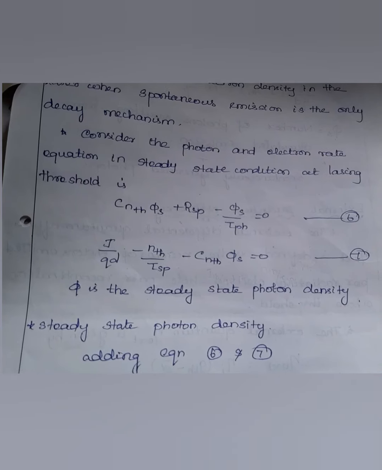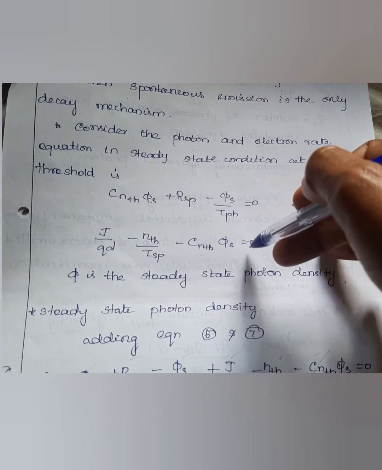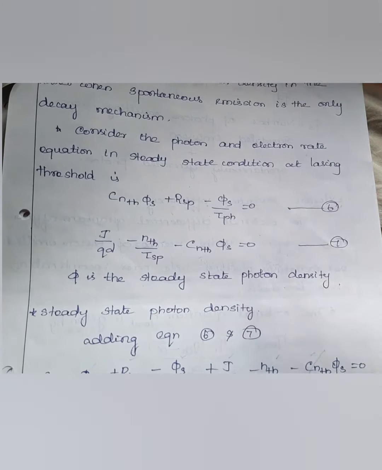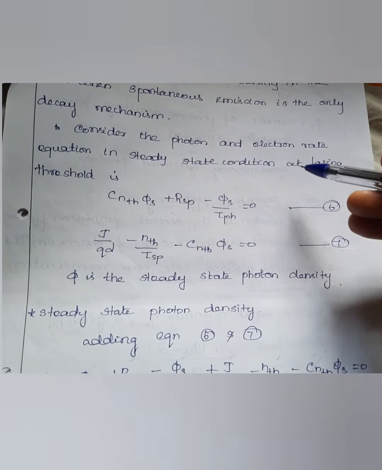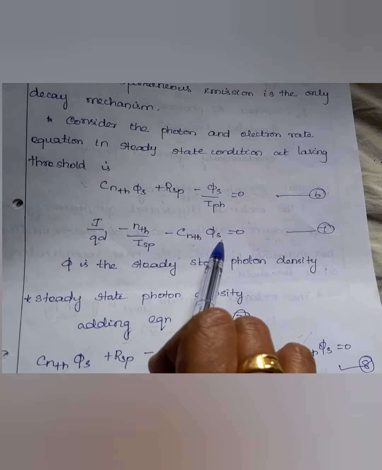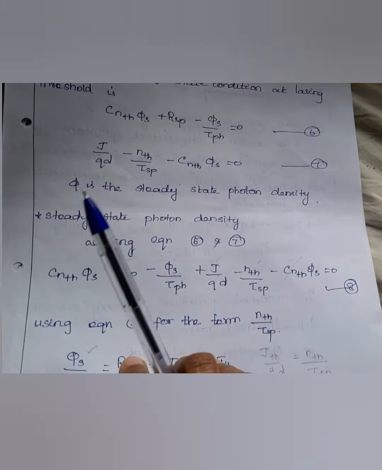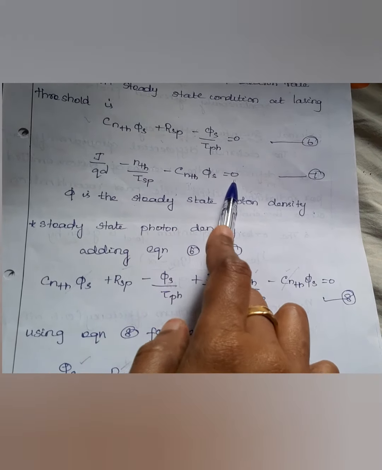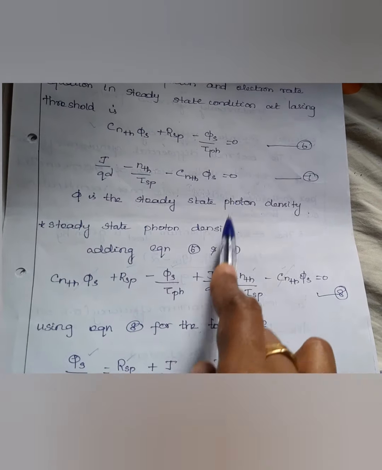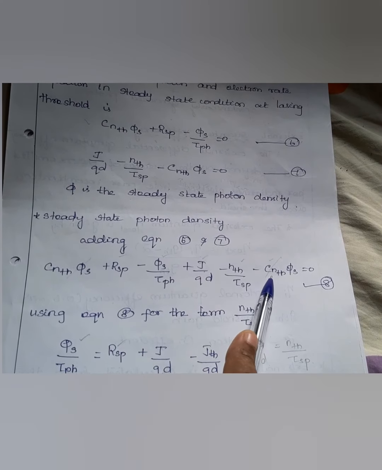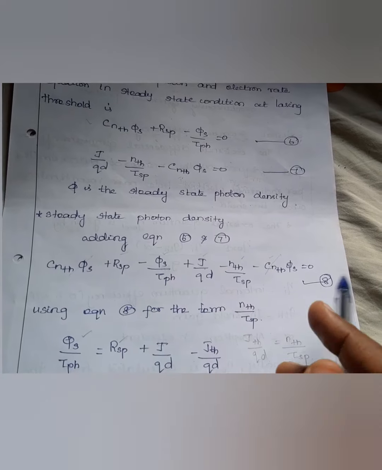Now listen. We have two equations, and here we don't substitute the Rsp value as 0 or phi as 0, because both photons and electrons are present in steady state condition at lasing threshold. So write the two equations as they are at steady state condition, where the n value is nth in both. Now add these two equations. If you add them, this value and this value get cancelled, the positive and negative values cancel.